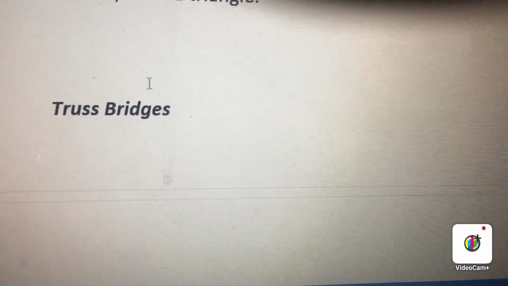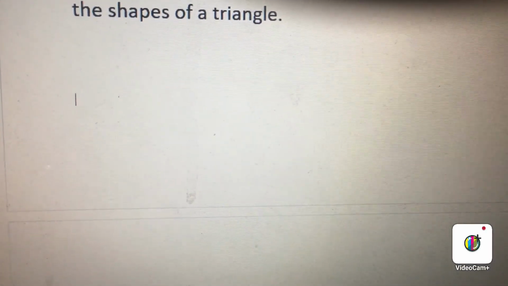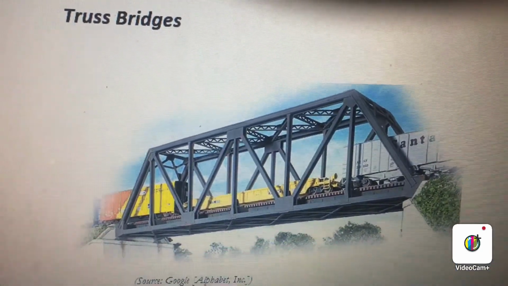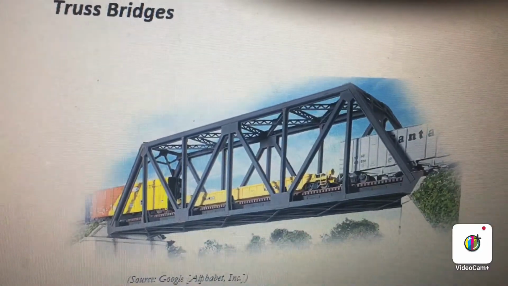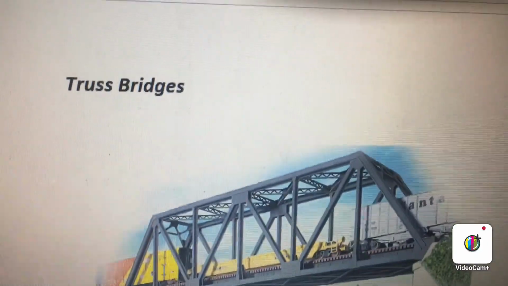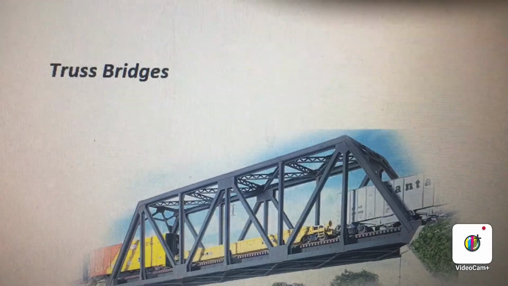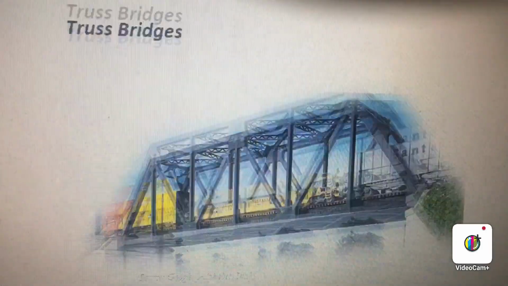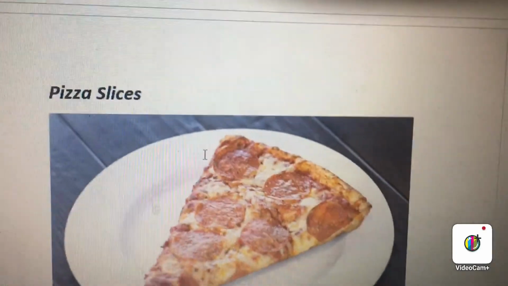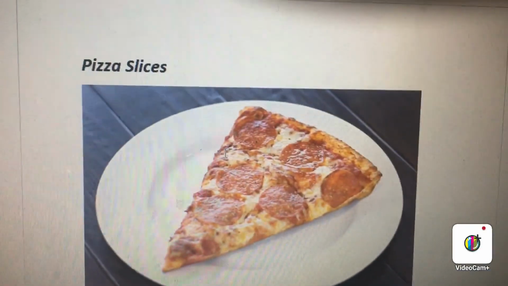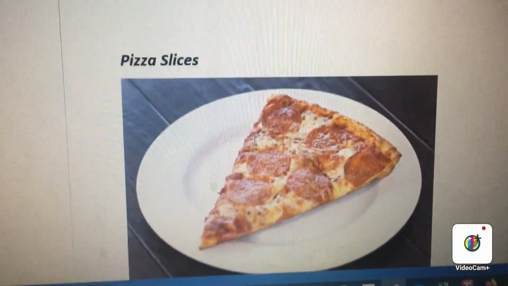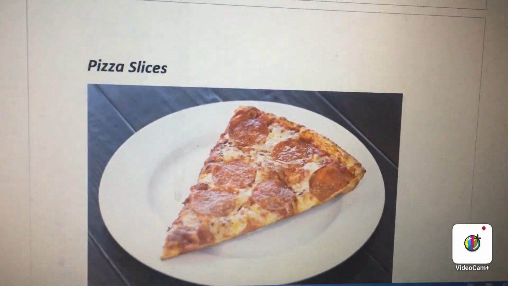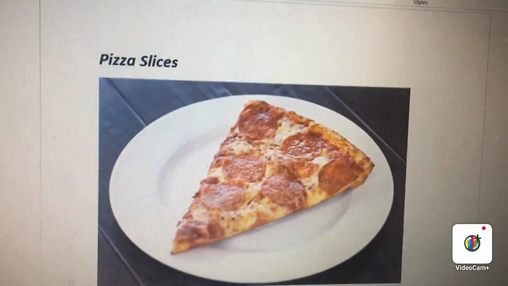The next is what we call the truss bridges. If you look at the side, the structures there have the shape of a triangle. If you look at this one here, you can see from here down this and that, the shape of a triangle. How about a slice of pizza? Oh, I know you love pizza. See, it has the shape of a triangle as well.